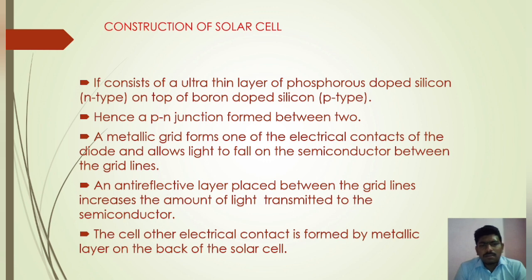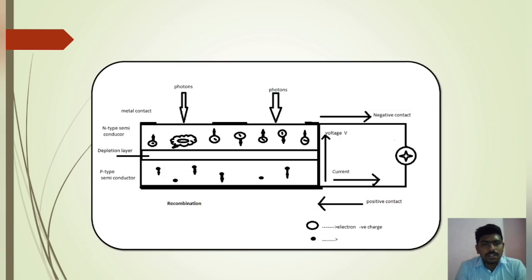So definitely a junction is formed, namely the PN junction, and a metallic grid forms one of the electrical contacts of the diode and allows light to fall on the semiconductor between the grid lines. In the diagram, we have to see the P type semiconductor on the bottom and the N type semiconductor on the top. Photons are striking the metal contact, and between the P type and N type semiconductors a depletion region is formed. Under the P type semiconductor there is a positive contact.